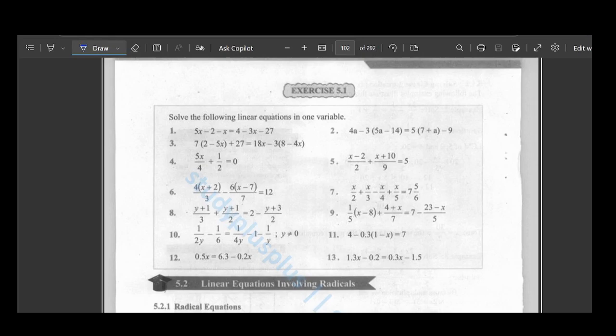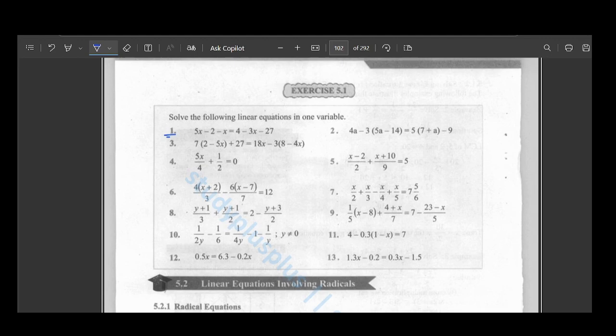Today we are going to start the new chapter, which is Linear Equations and Inequalities. Let's start with exercise 5.1, question number 1. Solve the following linear equations in one variable.